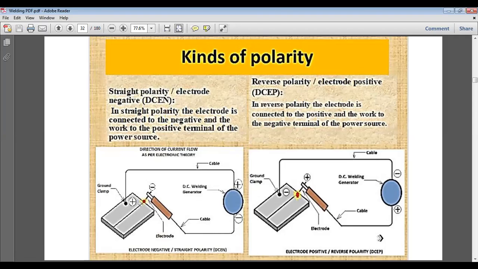So this is creating high heat, and how much? At the anode, two-thirds of the total heat is generated at the metal. Two-thirds of the total heat, that means 67% of the heat, is generated at the joint, whereas 33% of the heat is generated at the electrode.